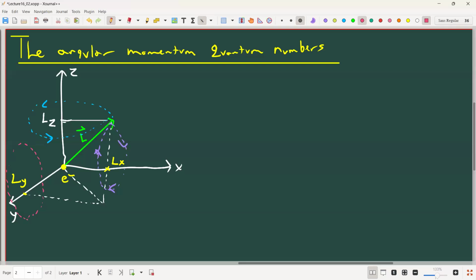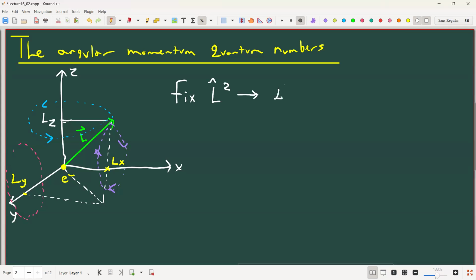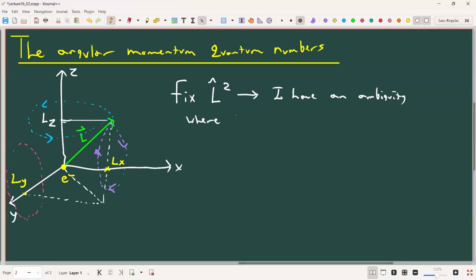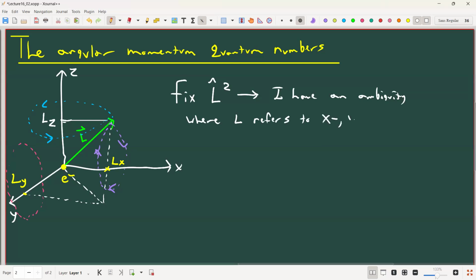So in some sense, I have a choice. I can define an L, but it could be theoretically rotating around any of the three axes. So I have a bit of an ambiguity. If I fix L squared, that's what I'm doing, I'm spinning it up with some fixed amount of L squared, I have an ambiguity whether L refers to X, Y, or Z rotation.